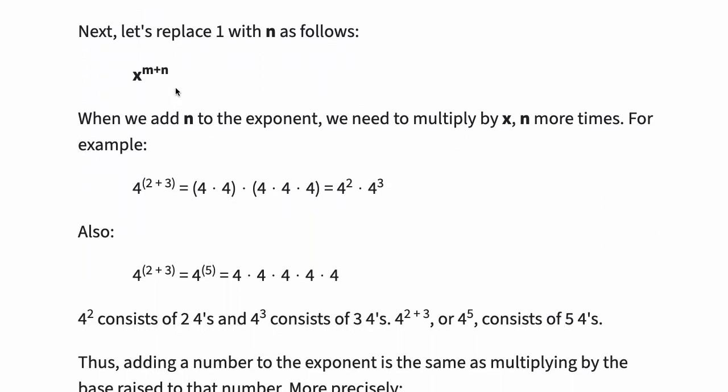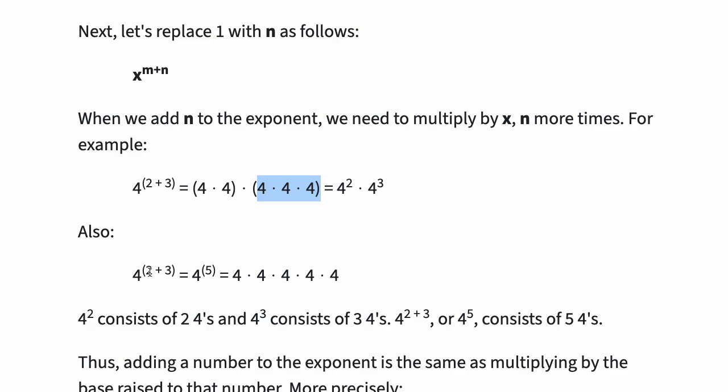Next, let's replace 1 with n as follows. X to the m plus n. When we add n to the exponent, we need to multiply by x n more times. For example, 4 to the 2 plus 3 is equal to 4 times 4 times 4 times 4 times 4, which is 4 squared times 4 cubed.